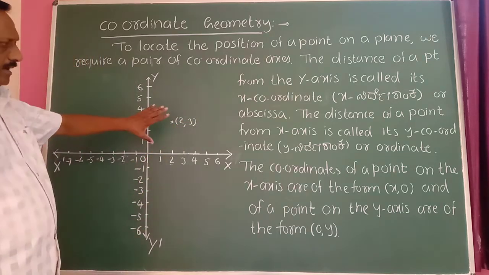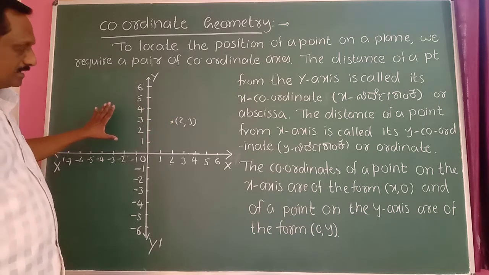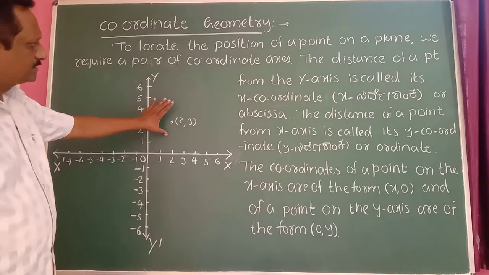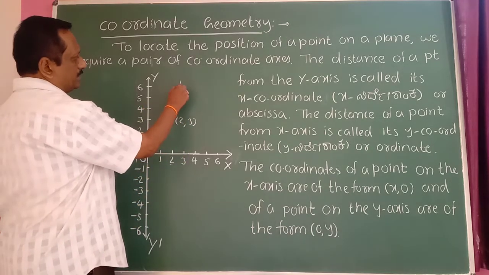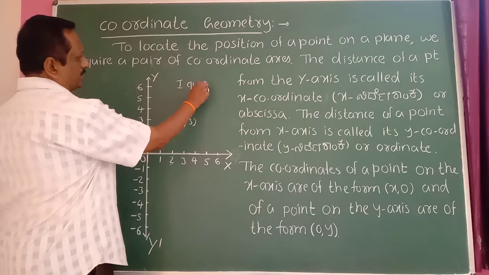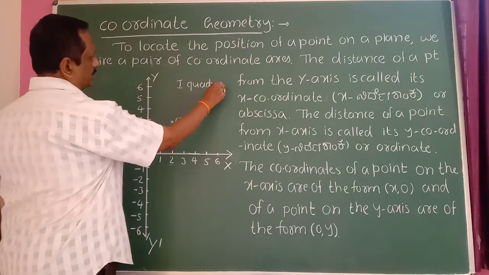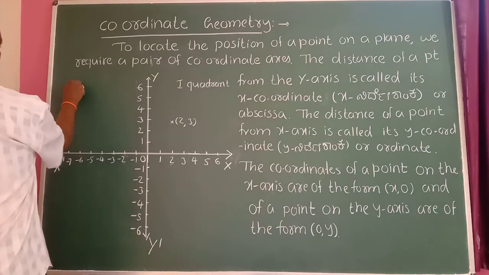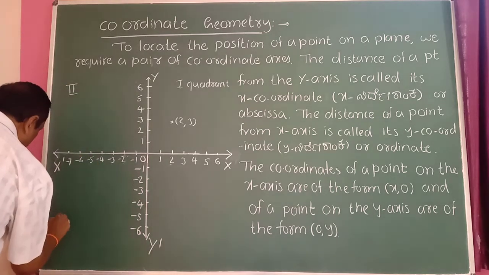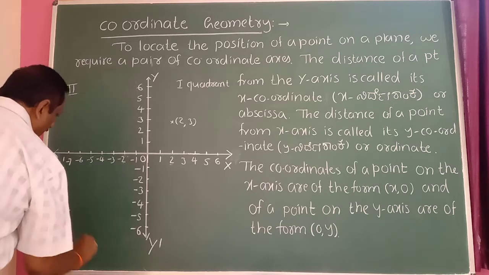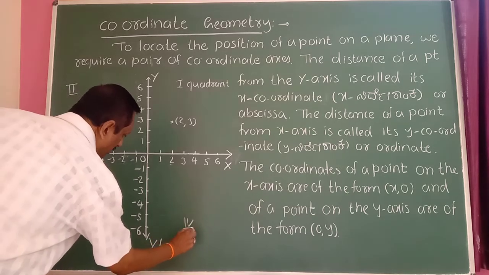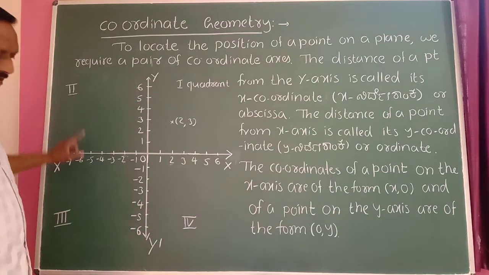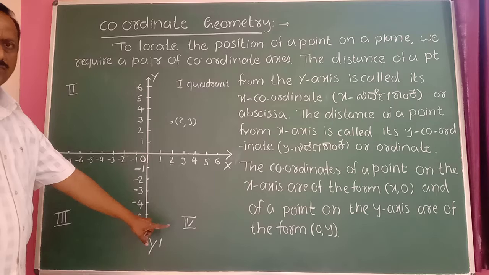A plane can be divided into 4 parts: first part, second part, third part and fourth part like this. This is called the first quadrant. And this is called the second quadrant. And this is called the third quadrant. And this is called the fourth quadrant.